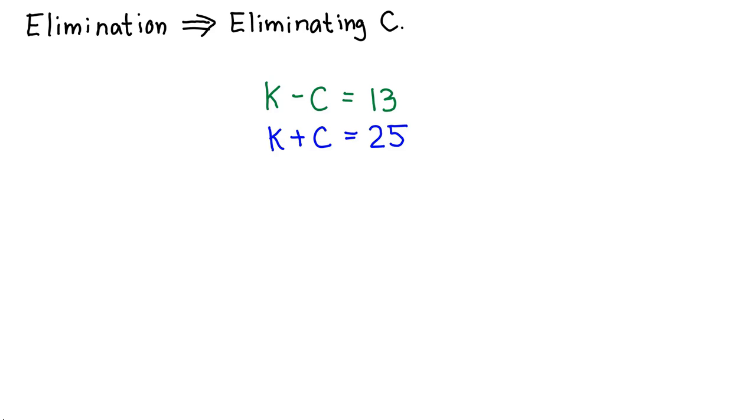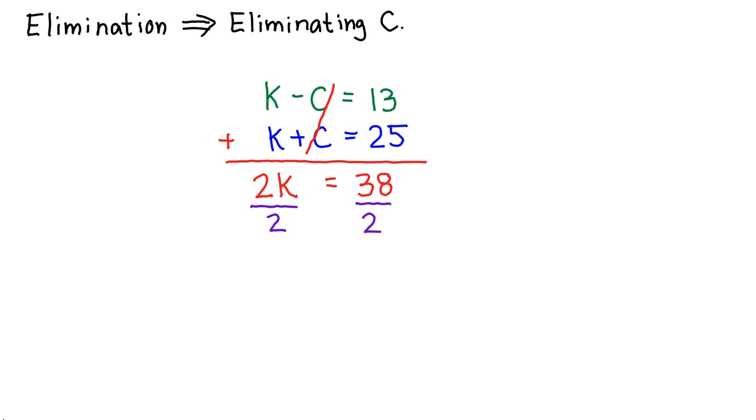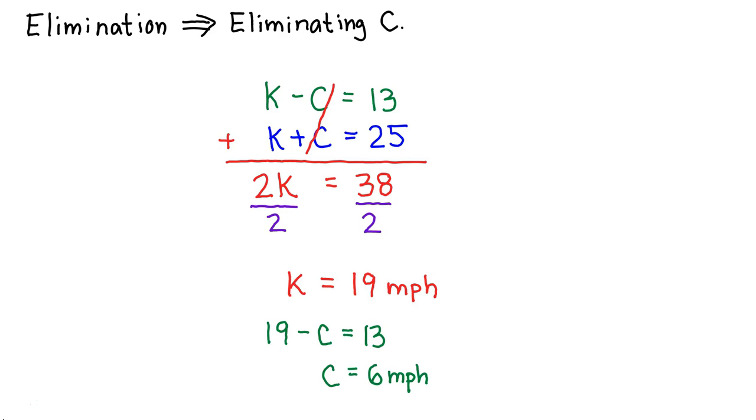So if you chose to eliminate C here, there was really nothing to do except carry through the addition. If you add these two equations together, you would end up with 2K, the C's would cancel, and 13 plus 25 equals 38. You would then solve for K by dividing by 2 on both sides and get that K equals 19 miles per hour. Then going back to one of the two equations, in this case the top one, 19 is put in for K, so 19 minus C equals 13, which means C has to be 6 miles per hour. So those are the K and C values for this.